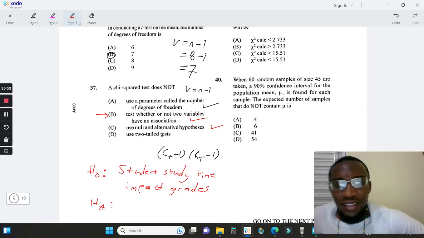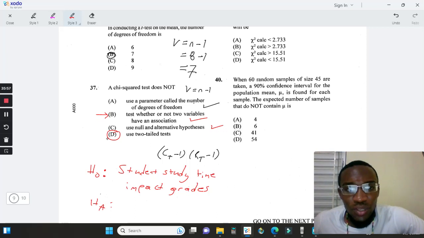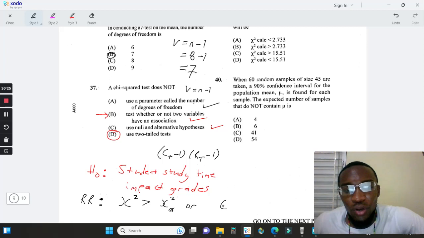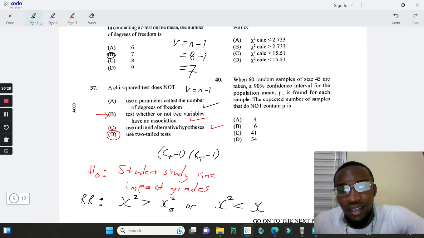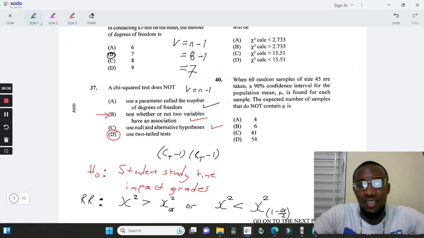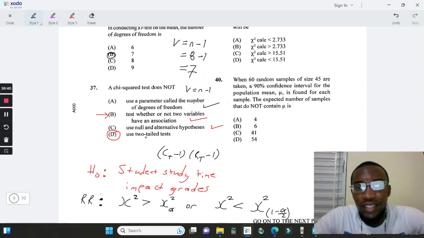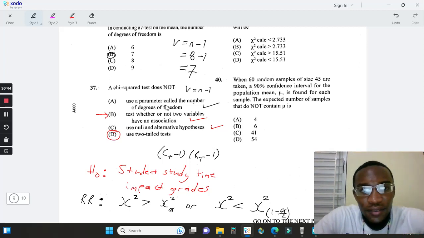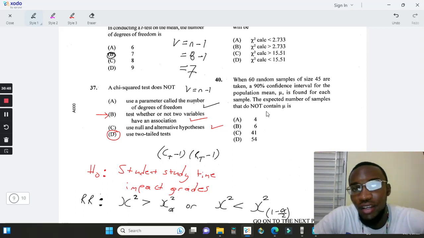Now, using two-tailed test, I guess I would go with D then. It's in between B and D, but I would go with D because with chi-square, it's a little bit different. So with chi-square, we have to remember, when we're looking at the rejection region for a two-tailed test, it's slightly different than the normal two-tailed test. We either say that the chi-square is greater than chi-square of alpha, or we say that chi-square is less than the chi-square of 1 minus alpha over 2. It's not written how we usually write it for the usual two-tailed test. So use a parameter called the number of degrees of freedom. It does, yeah.